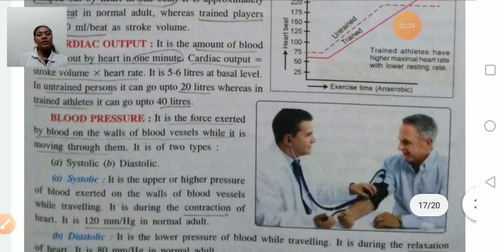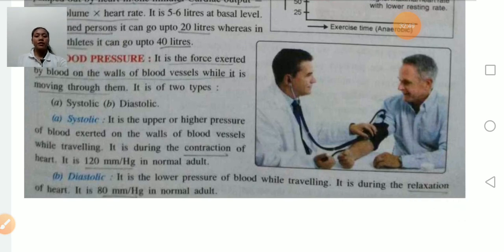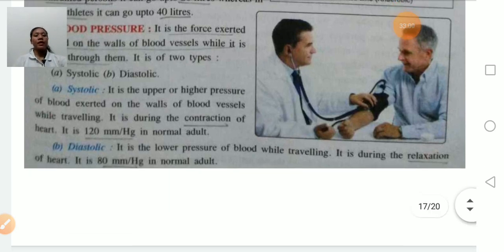Blood pressure is the force exerted by the blood on the wall of the blood vessels, on the wall of the arteries. It is of two types, systolic and diastolic. Systolic means higher pressure, the maximum pressure exerted by the blood on the wall of the blood vessels. And diastolic is the minimum pressure exerted by the blood while traveling, during the relaxation of the heart.